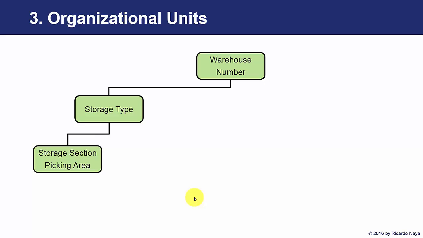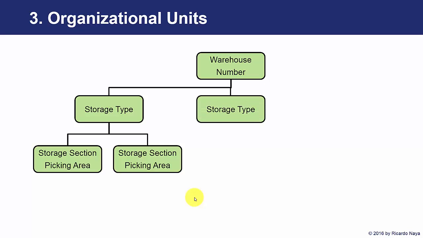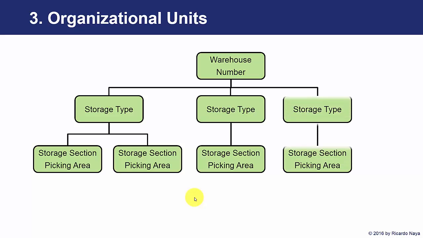And even below that, we can define different storage sections or picking areas. Storage sections are mandatory, at least we need to have one for each storage type, but picking areas are optional and we can create them or not. We can have different storage sections for a storage type and different picking areas at the same time. We are going to have for each warehouse number different storage types with different storage sections and picking areas. So this is the structure we can define for mapping the warehouses in our organization.